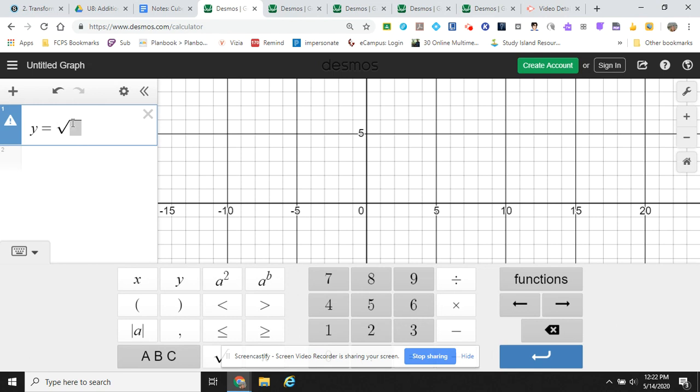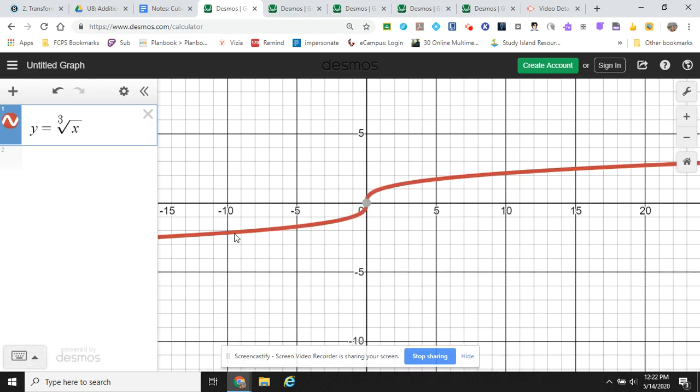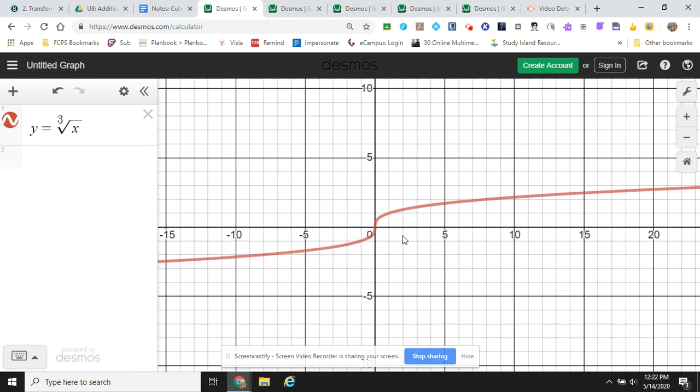Now, what it's going to do is bring that up, and you do have to put the little 3 in there. And then I'm going to put the x in there. So there's my parent function of the cube root of x. It's a very, very flattened looking thing here. So that's what we're going to do today.